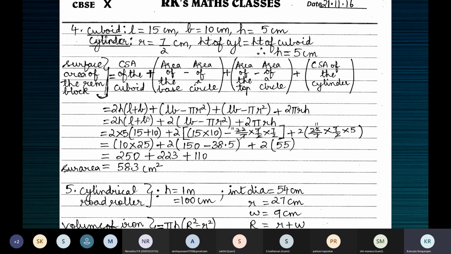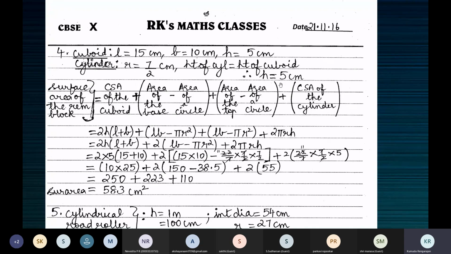So 2h into (L plus B) plus LB, because area of the base is length into breadth, minus pi r square, plus LB minus pi r square, plus 2 pi RH. I've just simplified this: 2h into (L plus B). You can find everything separately and add. You can find this one, this one, this one, this one separately and add everything. I've done everything together. So four steps and then add the four areas.